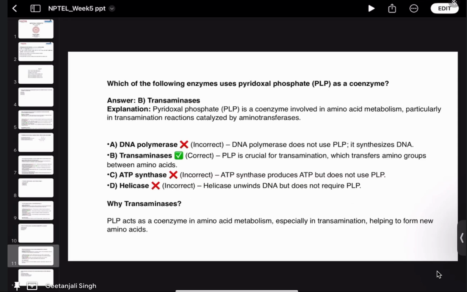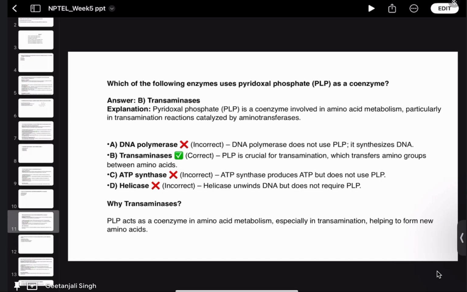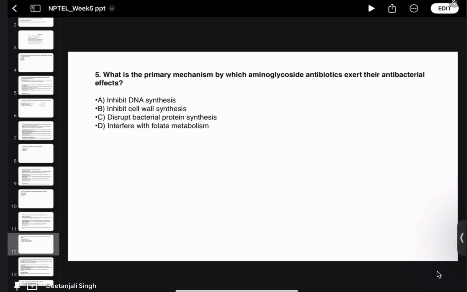Yes, that's the correct answer. These coenzymes are involved in amino acid metabolism, particularly in transamination reactions catalyzed by aminotransferases. DNA polymerase, ATP synthase, and helicase are the three other enzymes involved in replication and ATP synthesis. They are not its target. Let's go to the fifth question.